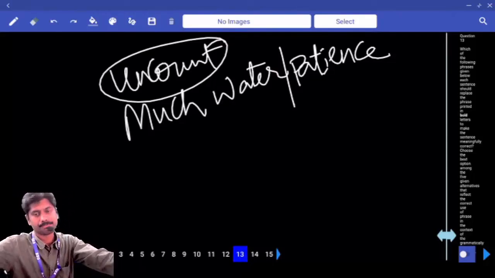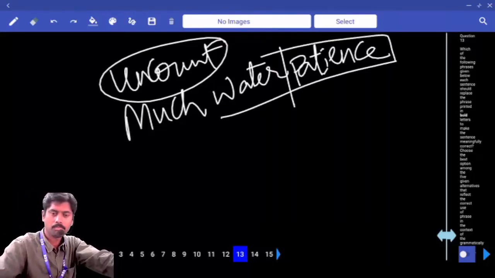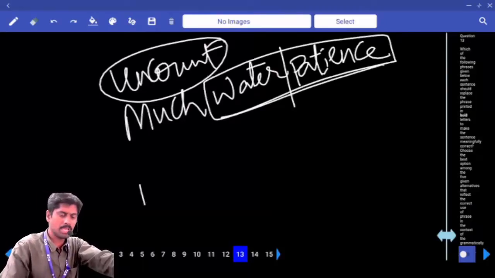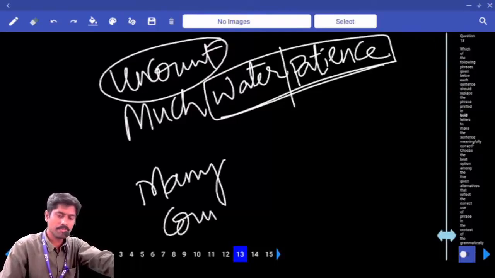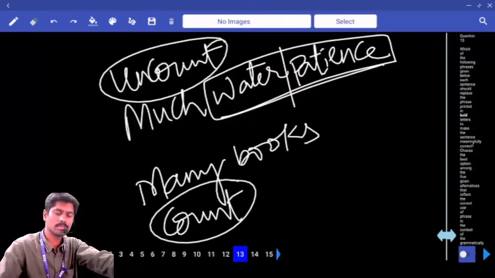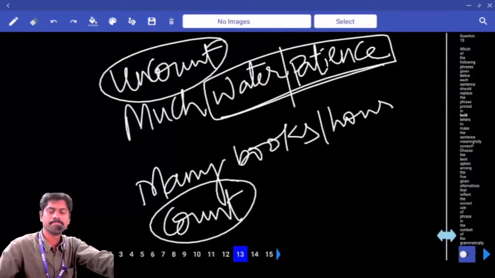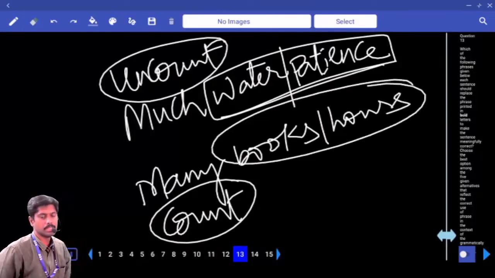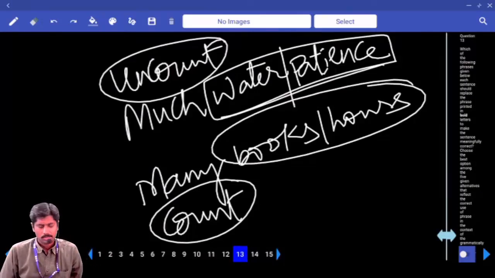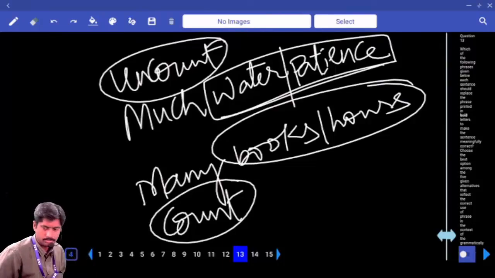Much is used with uncountable nouns. Now, many is used with countable nouns. Many friends. Many books. Many hours. Many boys. Many girls. Like that. Many is used with plural. Much is singular, uncountable.